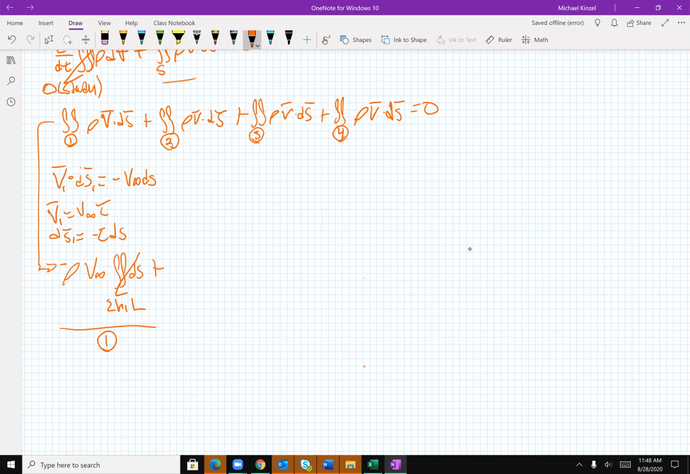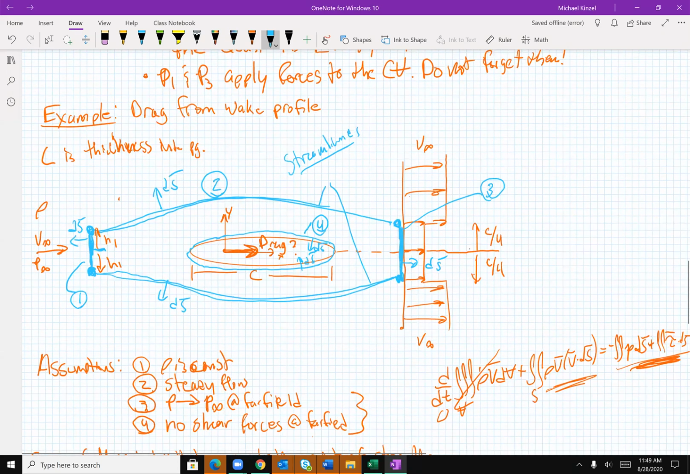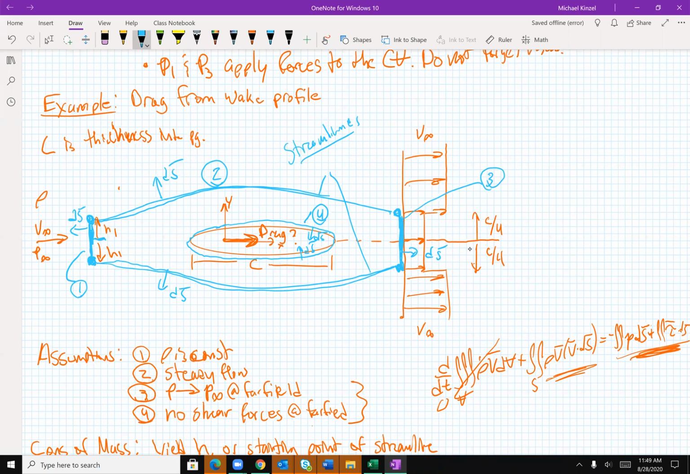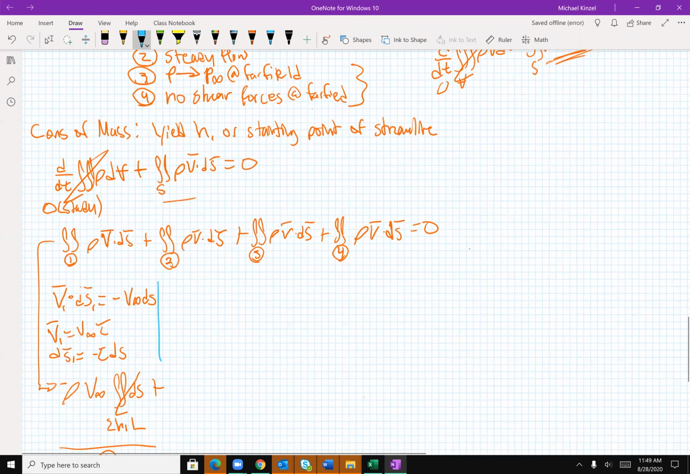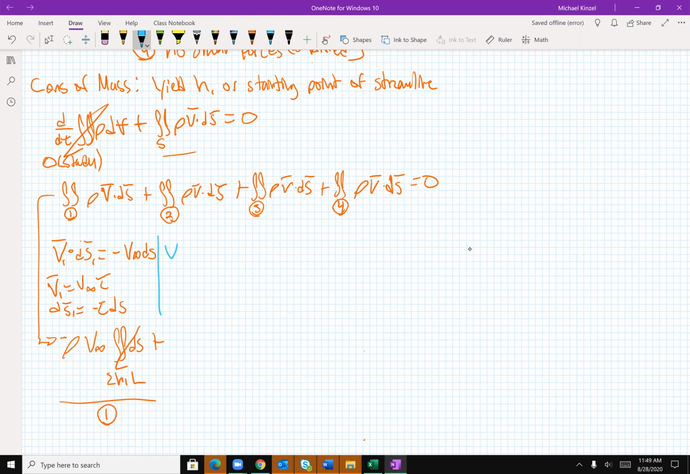So for integral 2, I'm going to put this in another color to keep it a little bit different. For this integral, we have V dot dS. So remember, this is on this streamline. Our velocity is always tangent to that streamline. So this is the requirement. So our V2 dot dS2 is always going to equal 0.